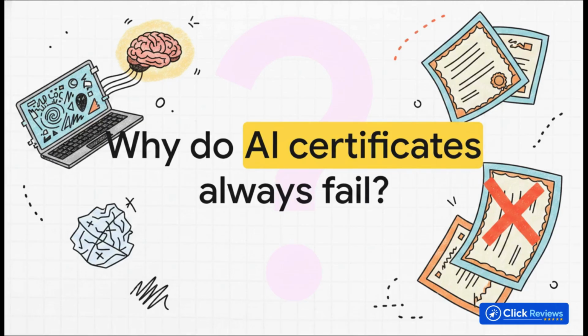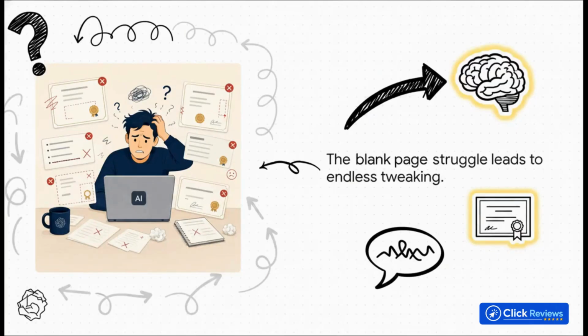It's incredibly frustrating. And that blank page struggle leads directly to endless tweaking. You end up wasting hours just regenerating images because the AI seems to completely misunderstand your most basic instructions. But our sources highlight a really vital shift in perspective here. The root problem usually isn't the AI model itself. It's actually the prompt. When your prompt is too basic, the result is going to be completely random.